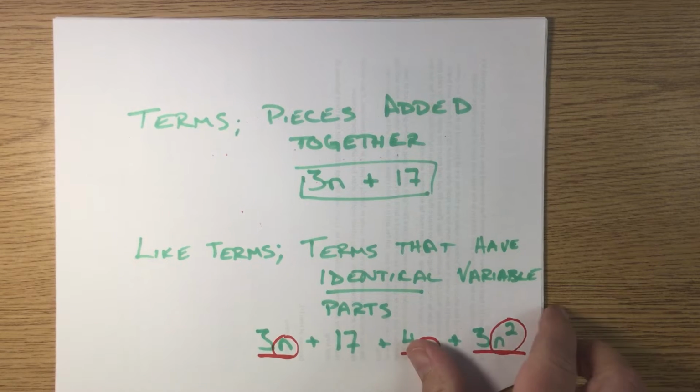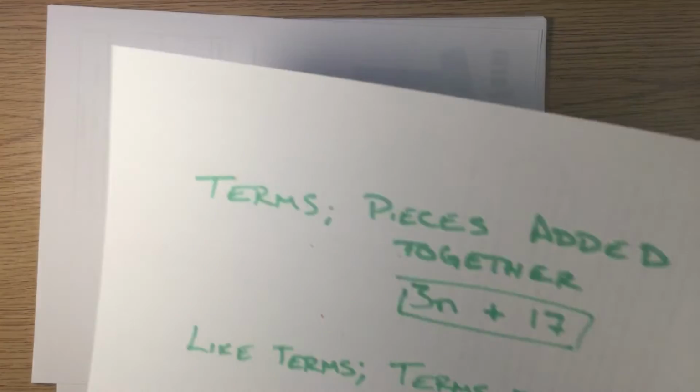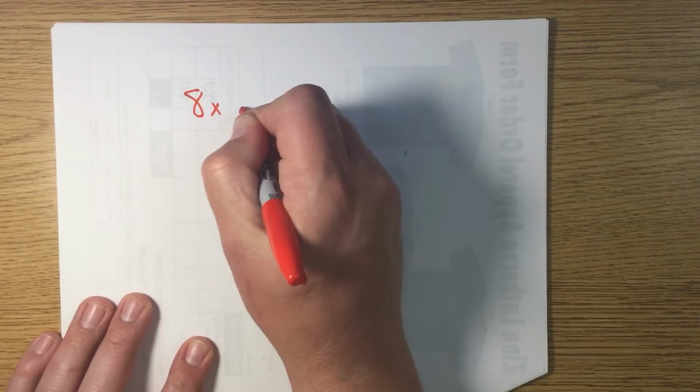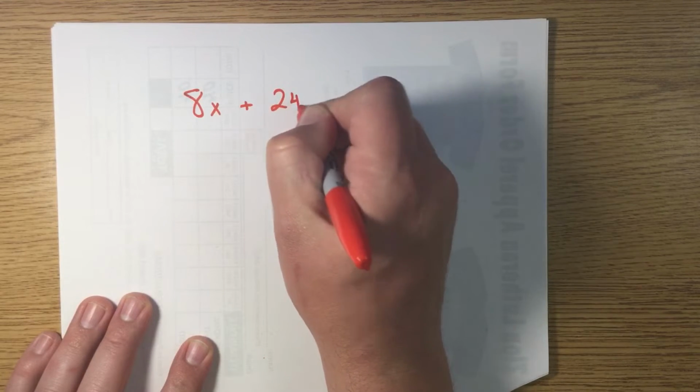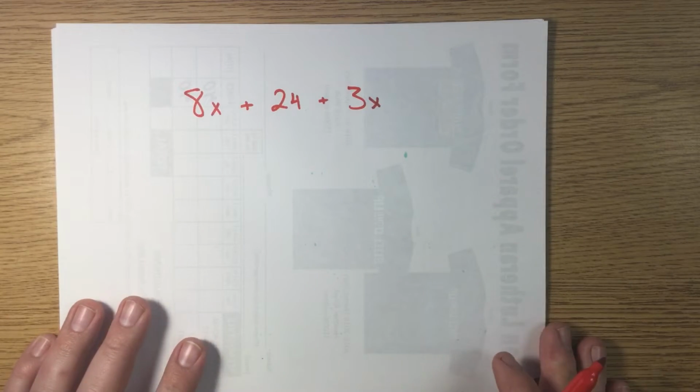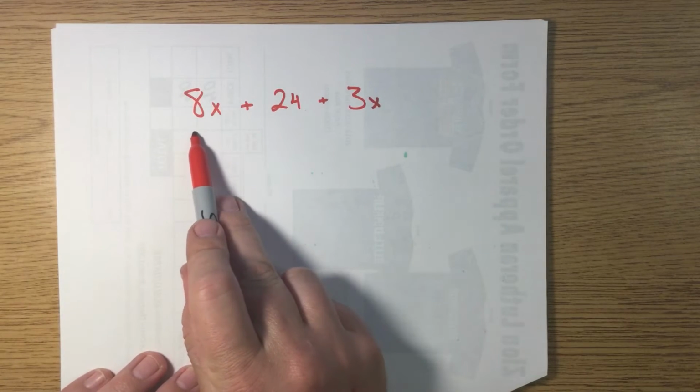And today what we're going to be doing is a lot of what's called combining like terms. We have a great example in example 1, and we're going to get to that in just a moment. But I'd like to do another example first. I'm going to put one on the paper here. If we have 8x plus 24 plus 3x, we have 2 pieces that have like terms.